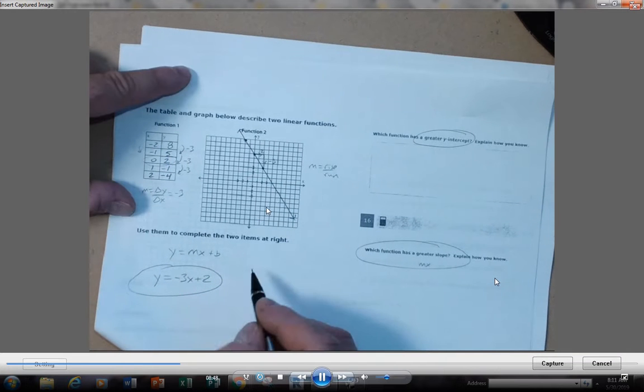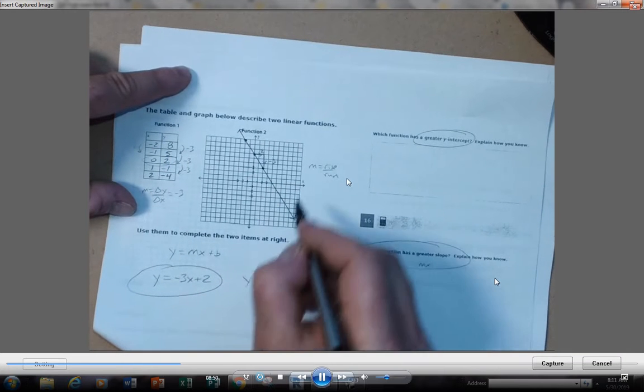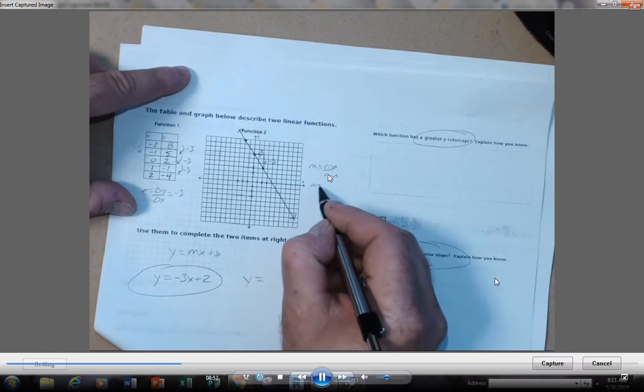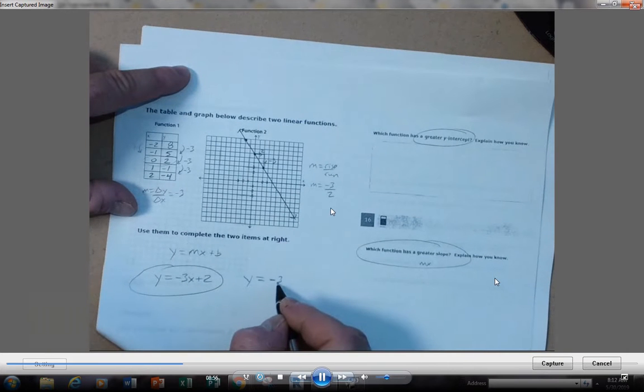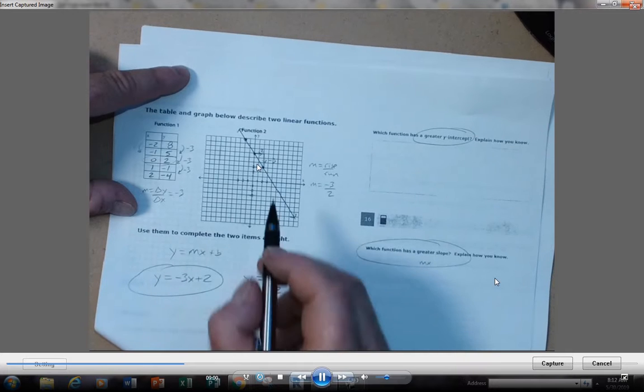For my graph, this one, for its rate of change, would be negative 3 over 2, never 2 over negative 3. That number goes in front of x, plus its y-intercept, which is 6.